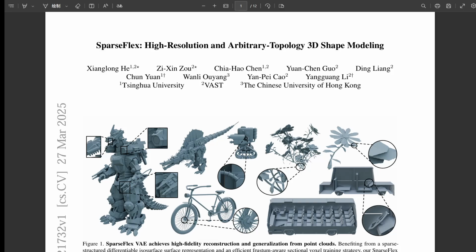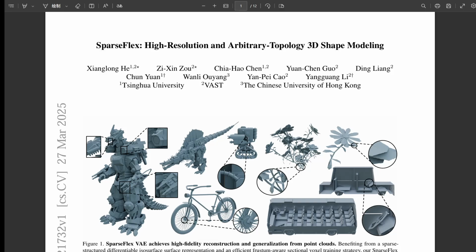Okay, think about really complex 3D shapes for a second. Maybe flowing fabric or the inside of some intricate machine part. Yeah, capturing those accurately digitally, that's tough. Exactly. Traditional methods often stumble, especially with things like open surfaces, clothing, or fine little details.